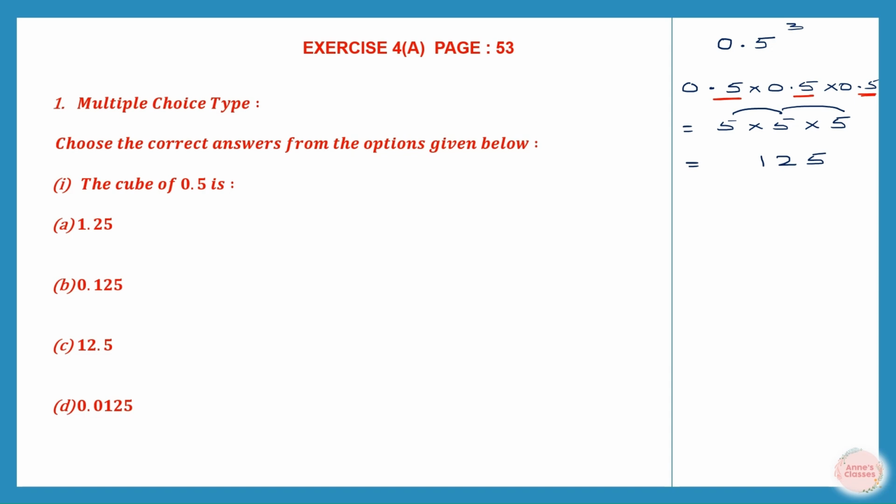So the point will move from right to left. So this is one place, second place, third place, and the point comes here. And before that there's no number, so we write 0.125. So that is our answer, 0.125. And let's check our options. In our options, option B is 0.125. So this is our answer, 0.125.